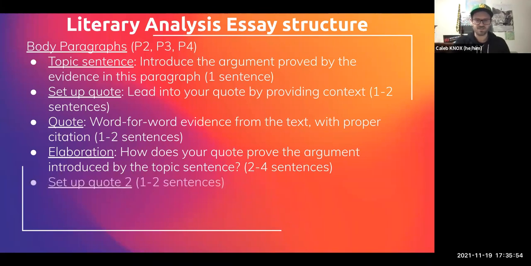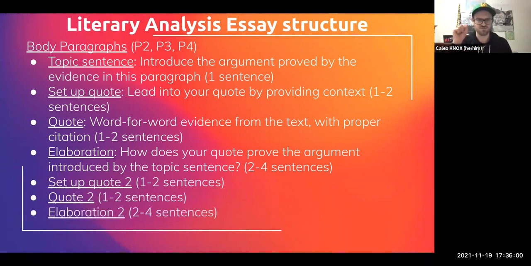Then set up quote number 2, elaboration number 2, right? So all this stuff you did after the topic sentence, you do that twice, okay? What this is going to mean is that these might be some very long paragraphs, or at least much longer than you're used to, right? You take a look at this, 1, 2, 3, 4, 5, 6, 7, 8, 9, at least 9 sentences. Early in the year, I asked how many sentences are in a paragraph, and a lot of folks said 3 to 5 sentences, okay? So for some of you, this might be the longest paragraph you've ever written, and that's fine, right? That's okay. We're learning, we're getting better and better at it.